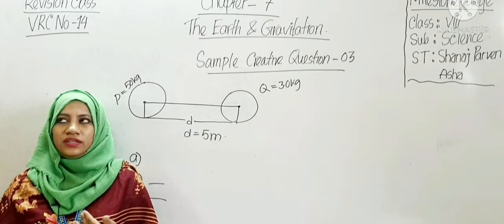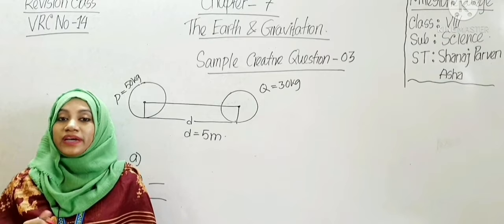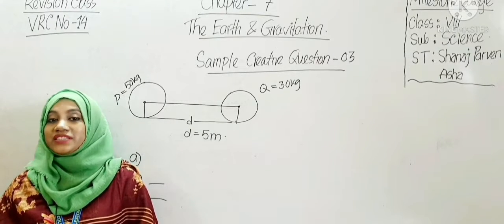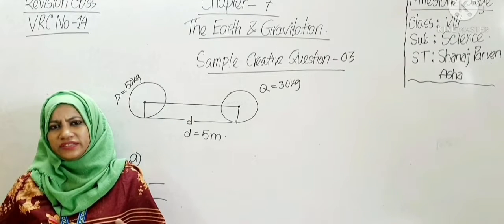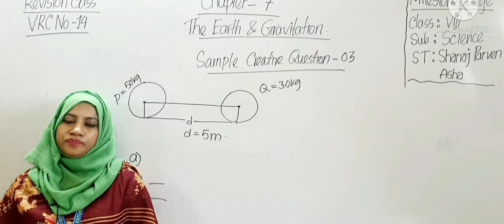And then you will write what it is expressed by. Acceleration due to gravity will be expressed by small g. And what is the value of it? That is the standard value. And that's it. If you write this information, you will get 2 out of 2.